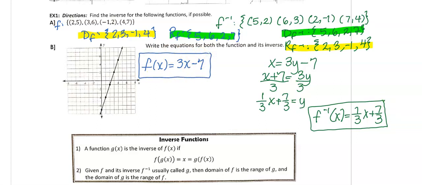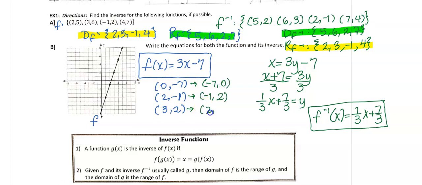Now, graphing the inverse might be a little more challenging, so always make sure you label your functions. So what I might do is, under my function, my ordered pairs are 0, -7, and another good point, maybe 2, -1, and 3, 2. Those on my function, on the inverse, will be switched to -7, 0, -1, 2, and 2, 3.